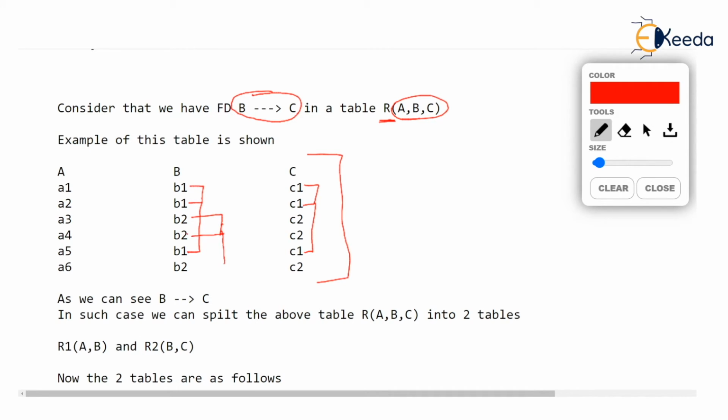In these three rows which I am marking, the value of B is B2. Then in the same rows, the value of C must be equal. It is C2. So really B determines C, isn't it? A determining something is not given, but B determining C is given. Now, how is this going to help us in normalization?